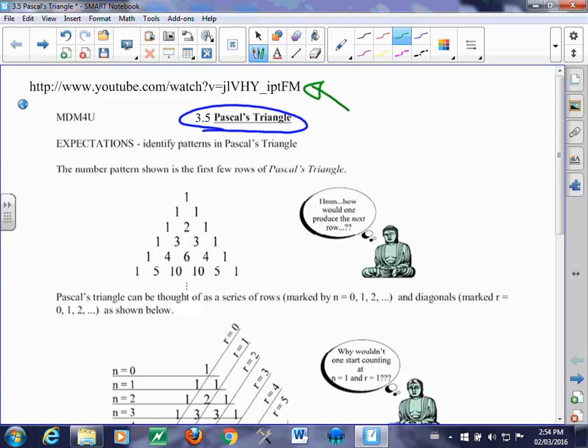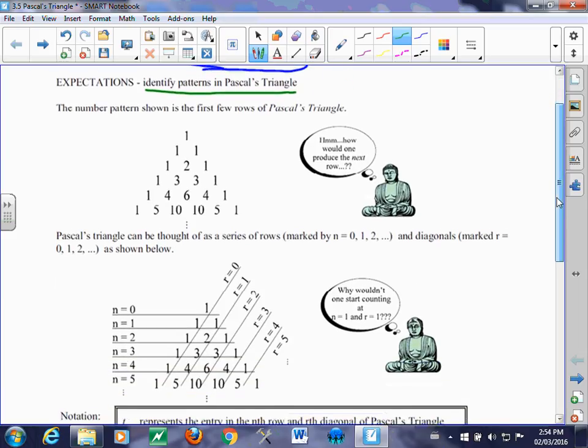Okay, welcome back. Hopefully you enjoyed that video, and today we're learning how to identify patterns in Pascal's triangle. In fact, for your homework, you're actually going to be drawing one yourself, which is really cool. What we need to remember, folks, is the number pattern shown in the first few rows is listed here. Okay, so you've learned by watching the video that we have numbers and we have rows.